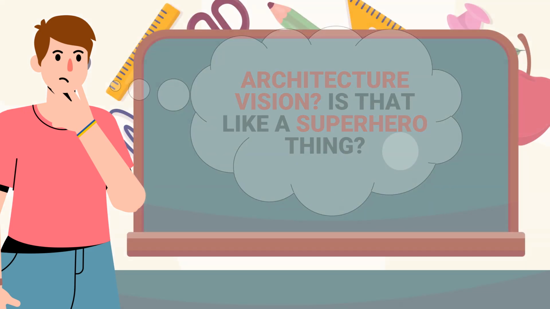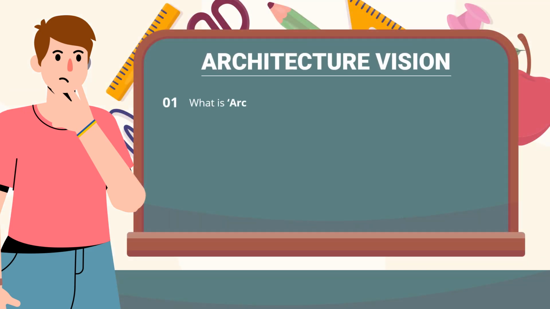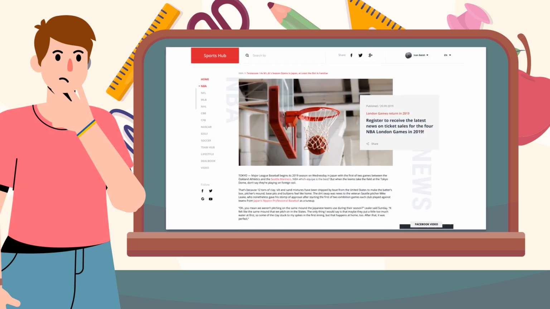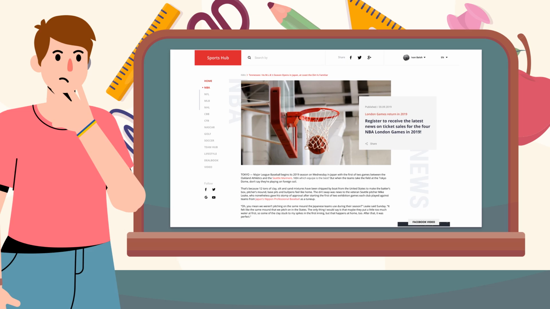Not quite. By the end of this video, you'll get what architecture vision is all about, why it is important, and what key decisions and plans go into it. And guess what? We're going to use the Sports Hub portal as a real-life example. That's the product you guys already know and like.